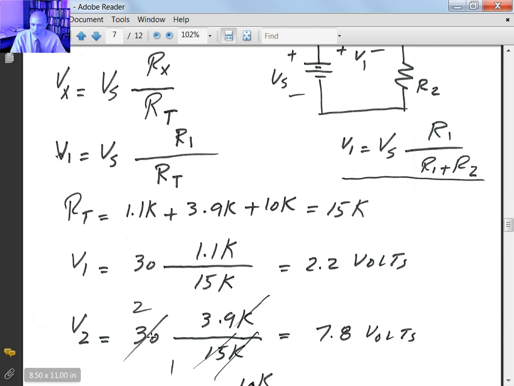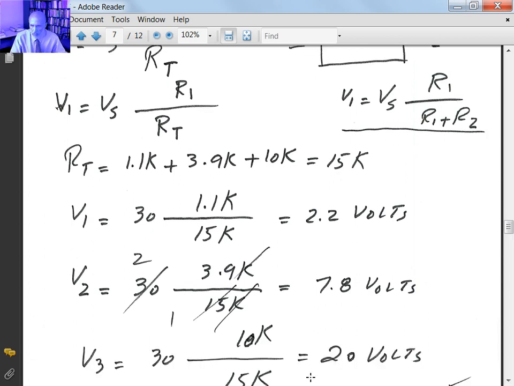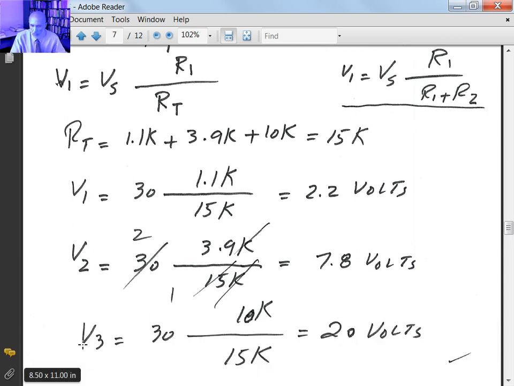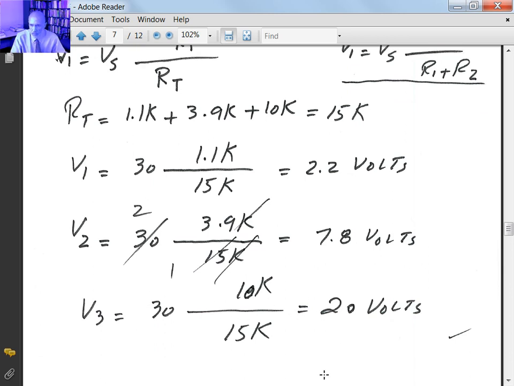The voltage V2 will be 30 volts. R2 is 3.9K. The R total stays the same. So 30 divided by 15 is 2. K and K will cancel out. 2 times 3.9 is 7.8 volts. And the last one, V3 is equal to the total voltage times R3, 10K divided by 15. And again, that's 2, K and K will cancel, give you 20 volts.